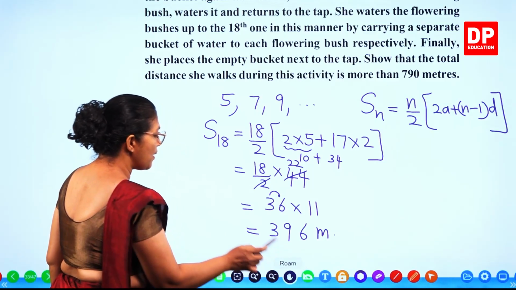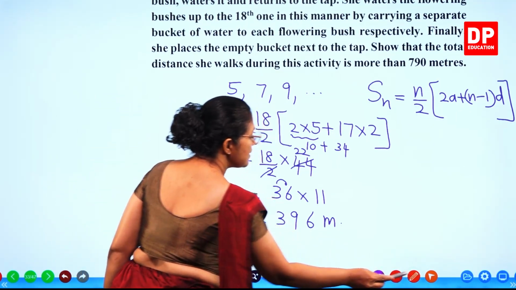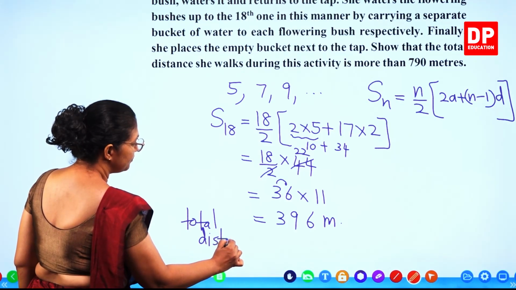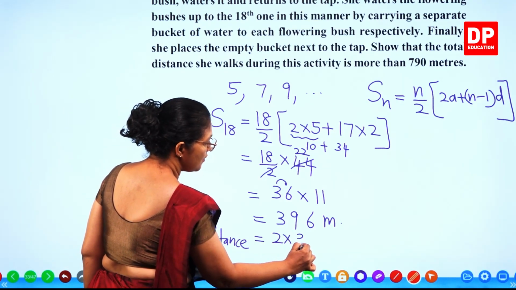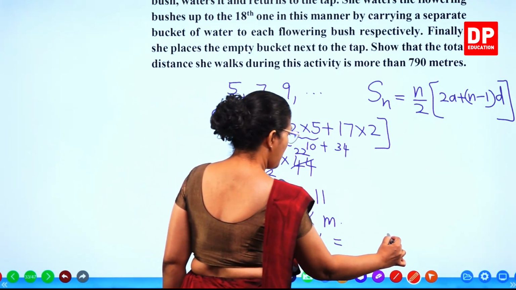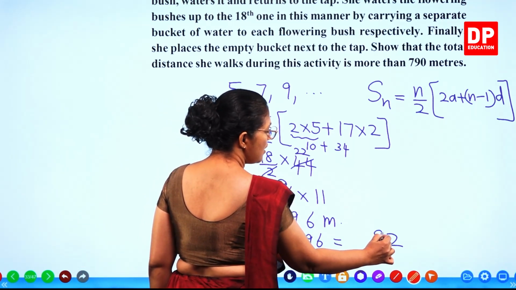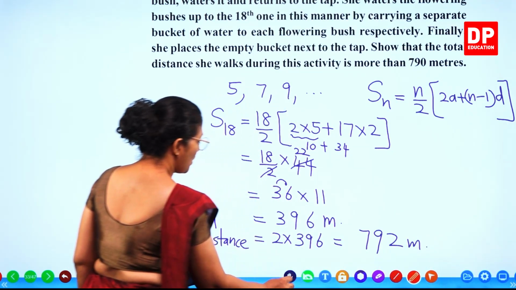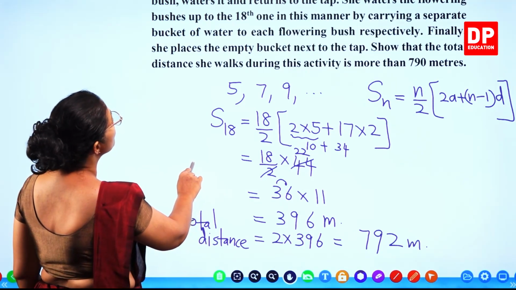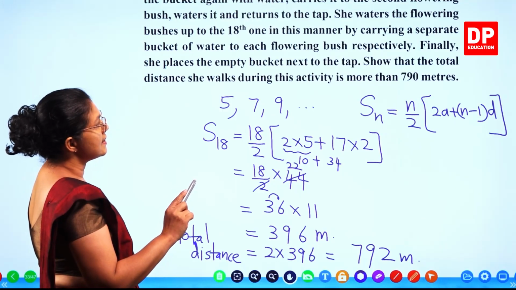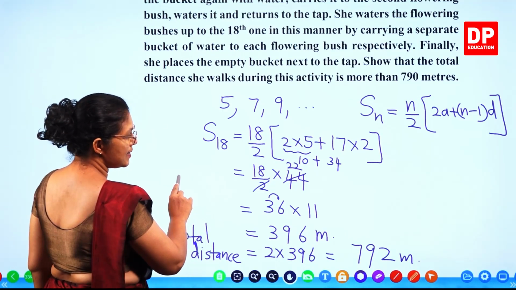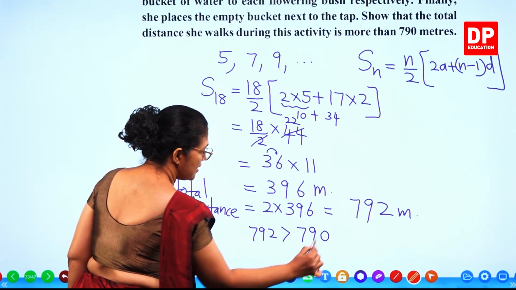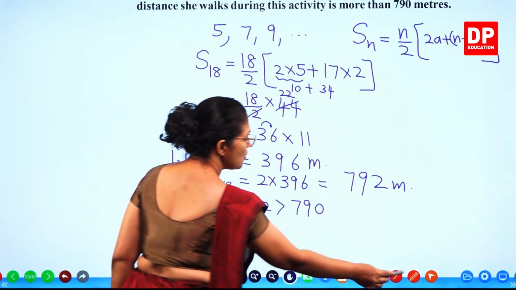But we need to multiply by 2 to get the total distance traveled. Total distance becomes 2 times 396. 2 times 6, 12. 1 remaining. 2 times 9, 18 plus 1, 19. 1 remaining. 2 times 3, 6 plus 1, 7. So what's the question? It says, show that the total distance is more than 790 meters. Yes, we can see that 792 is greater than 790. So this is true.